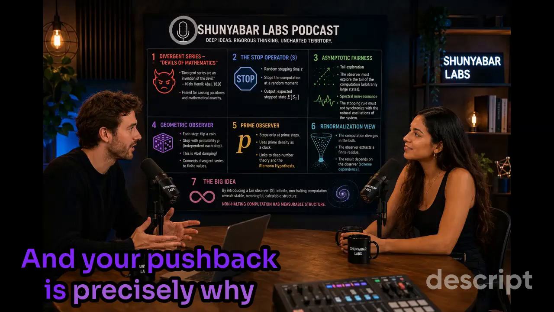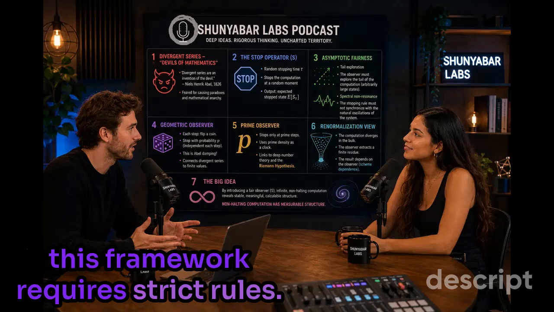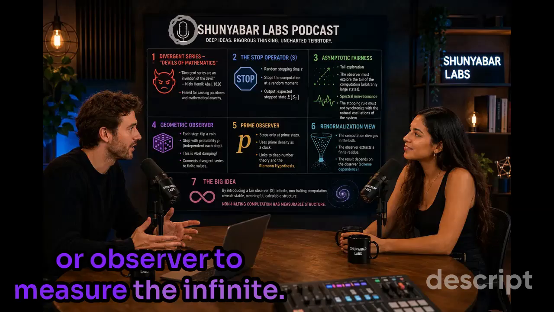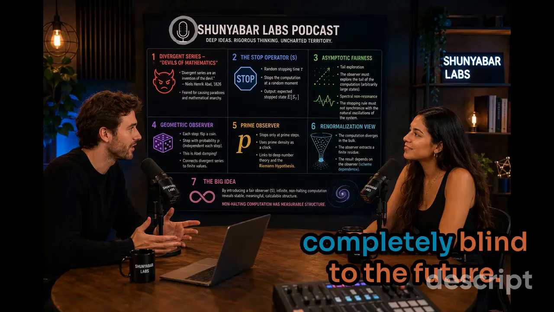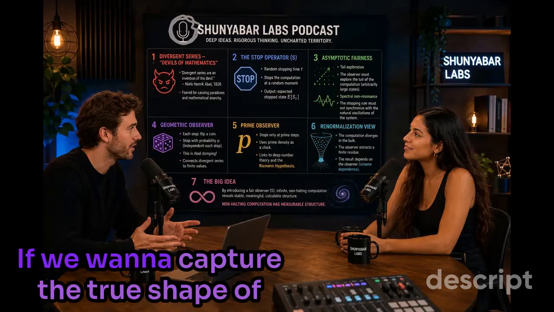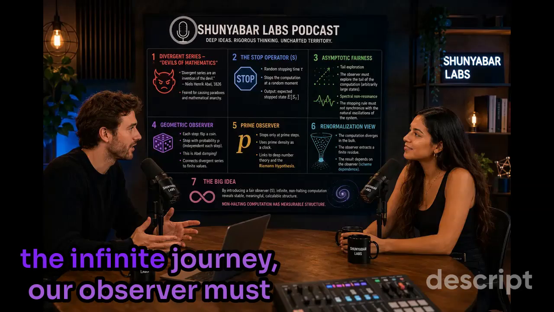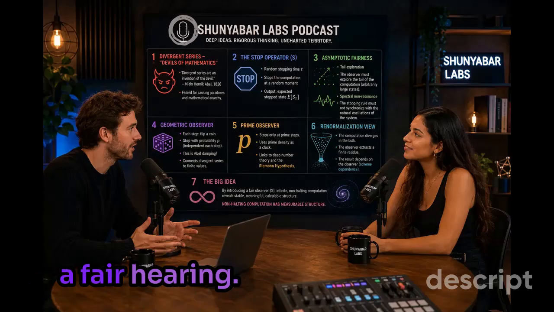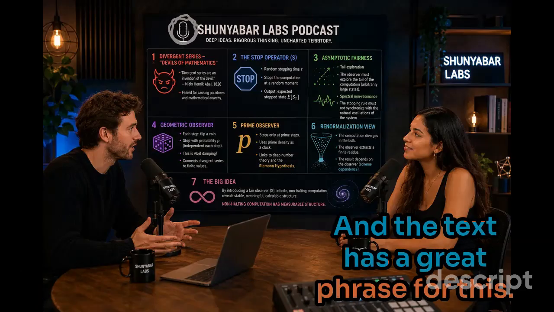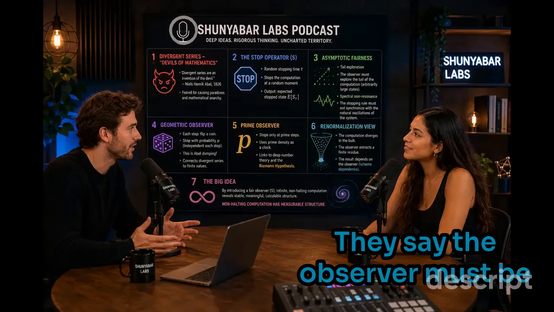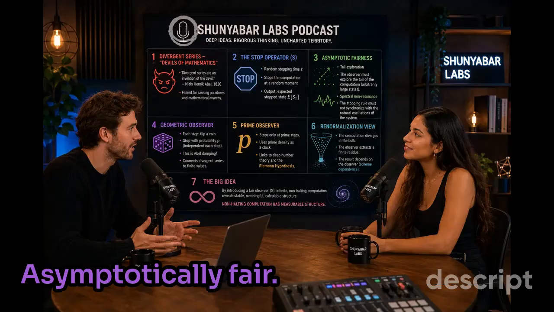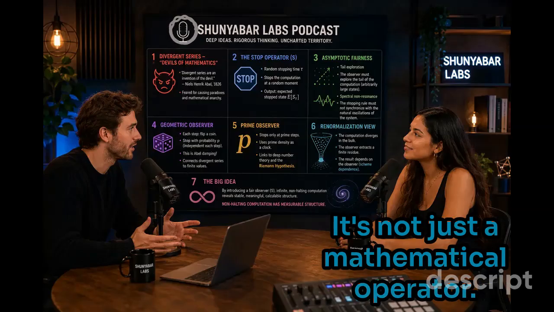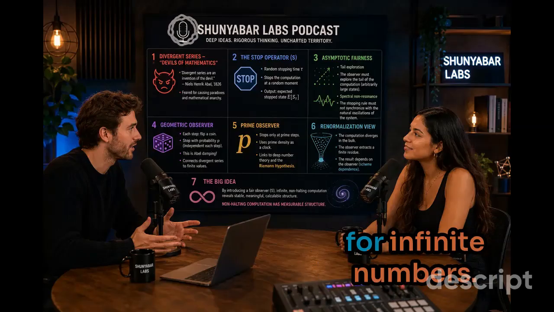And your pushback is precisely why this framework requires strict rules. You can't just use any arbitrary clock or observer to measure the infinite. Right, because my step 3 observer is completely blind to the future. Right. If we want to capture the true shape of the infinite journey, our observer must give the infinite tail of the computation a fair hearing. And the text has a great phrase for this. They say the observer must be asymptotically fair. Asymptotically fair. I just love the philosophical weight of that. It's not just a mathematical operator. It's almost like a justice system for infinite numbers.